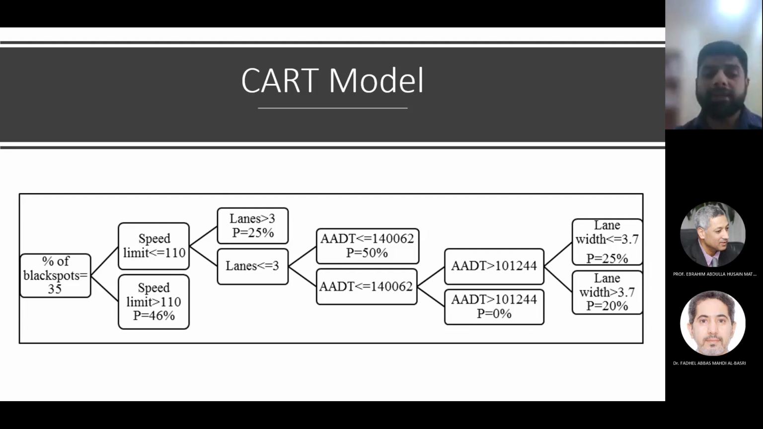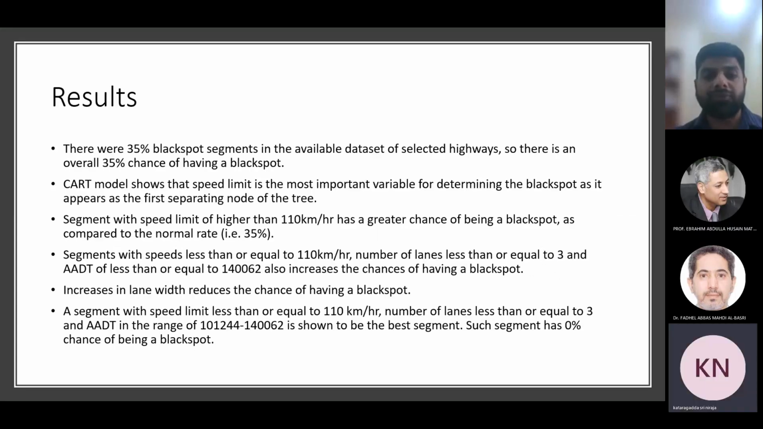One important thing you can see from the tree are the optimum values of the parameters which distinguish between white spots and black spots. You can see the limiting value for speed limit is 110. You can see the range of AADT is between 140,000 and 101,000. The limiting value of the lane width is 3.7 meters. So this is another important feature of the CART model, that you can know the optimum values without doing any further analysis. These are the things which I've already discussed with the graph here.